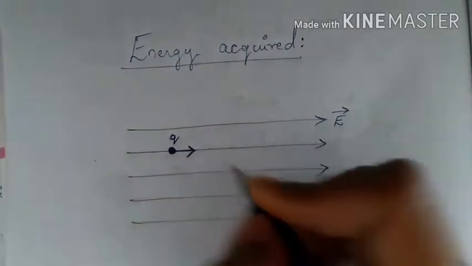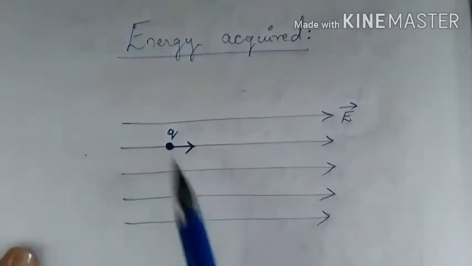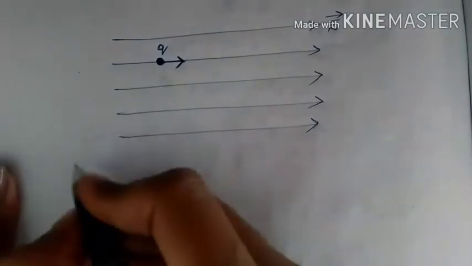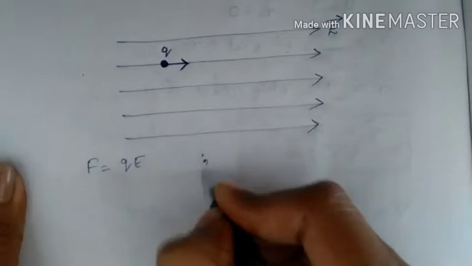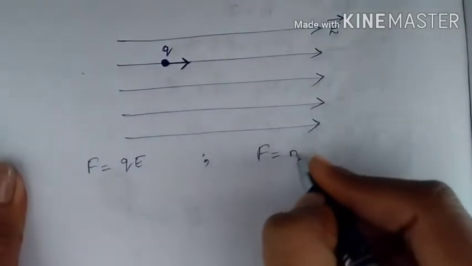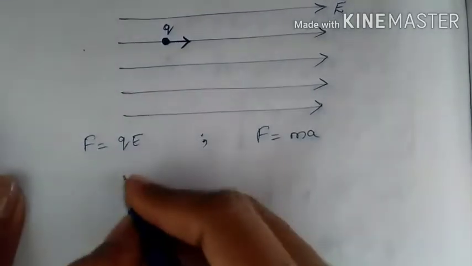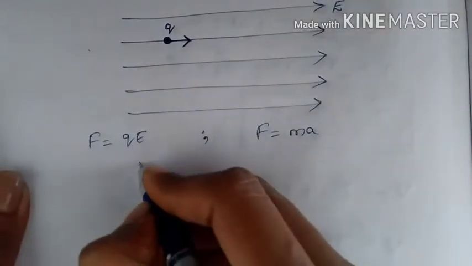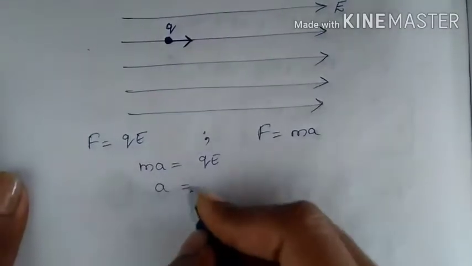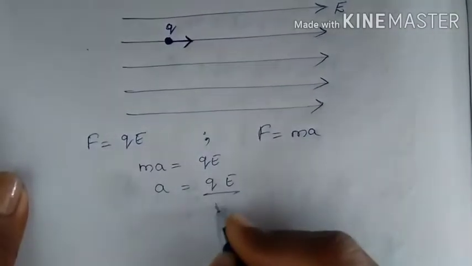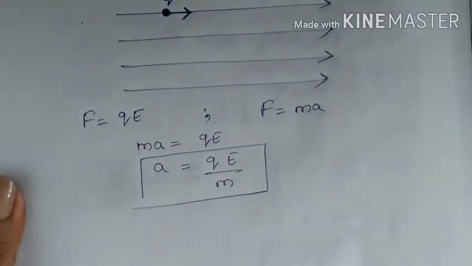So, this can be written as Q. Now, force on this particle can be written as what? F is equal to QE. And we know that F is equal to MA. So, if I equate these two equations, then what can I write? MA is equal to QE, so A is equal to QE divided by M. So, this is the acceleration of the particle.